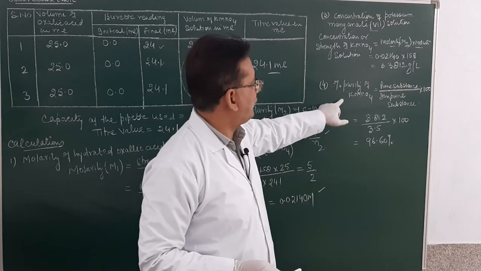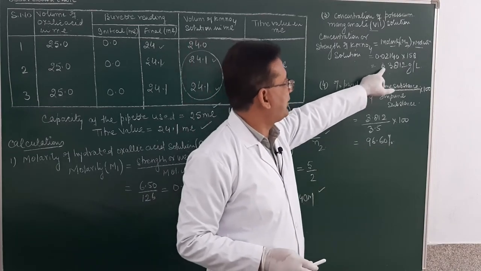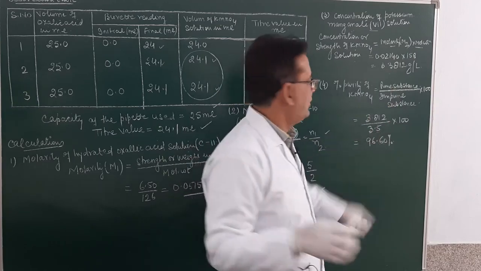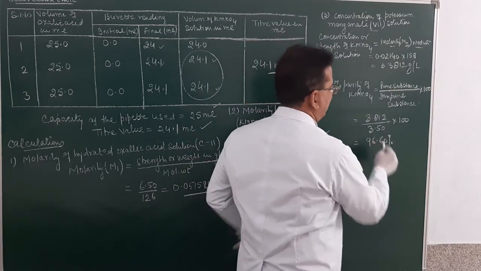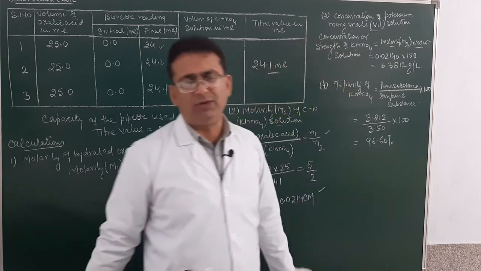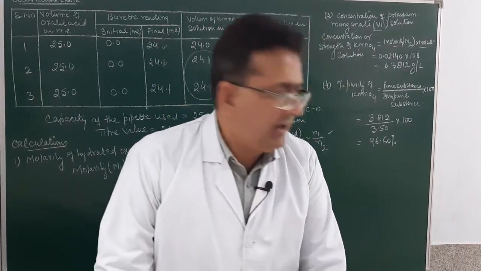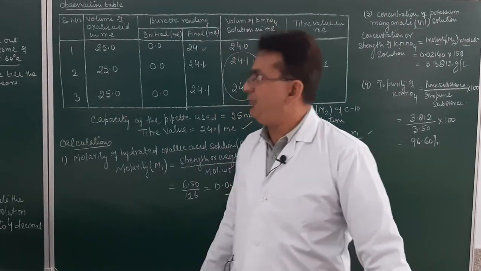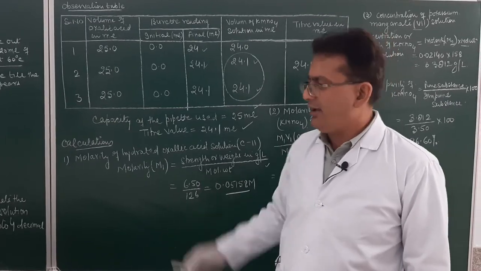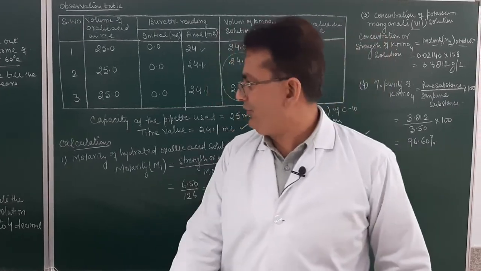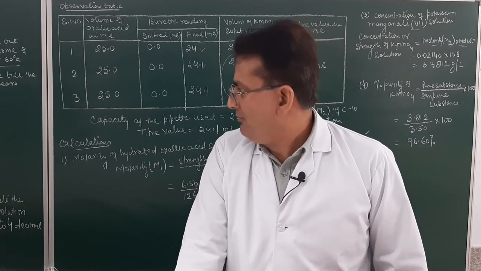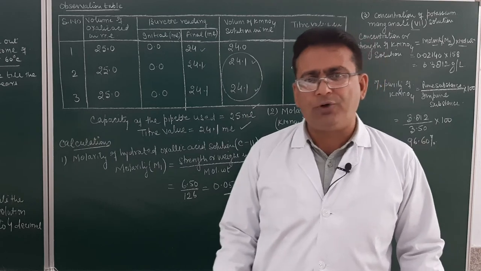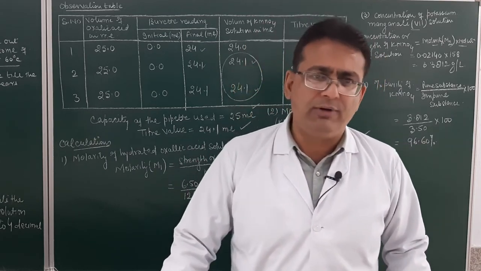Now, fourth, we have to find out the percentage purity. What is the amount of substance obtained over here? 3.3812. What was the given mass? 3.50. So, 3.3812 divided by 3.50 into 100. So, what is the percentage purity coming over here? It will be equal to 96.60. I think the calculations must be very clear to you, students. So, this was experiment number 4, in which we calculated the molarity of oxalic acid, molarity of KMnO4 solution, then the concentration of KMnO4 solution and the percentage purity of a KMnO4 solution.